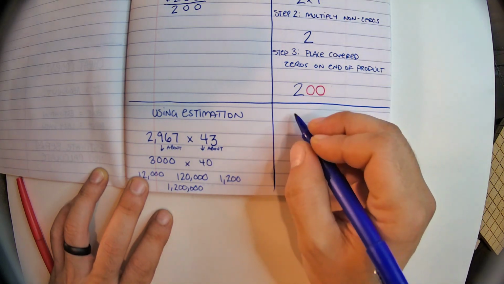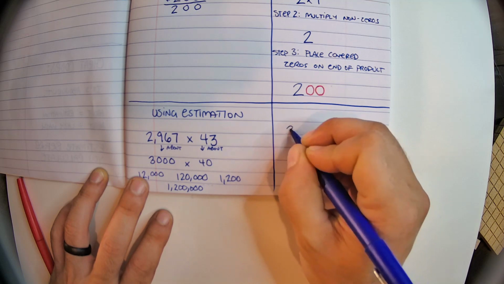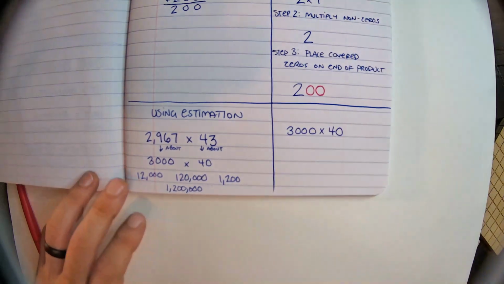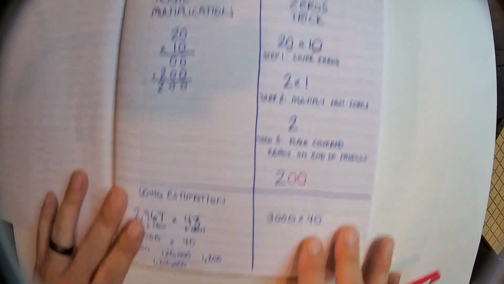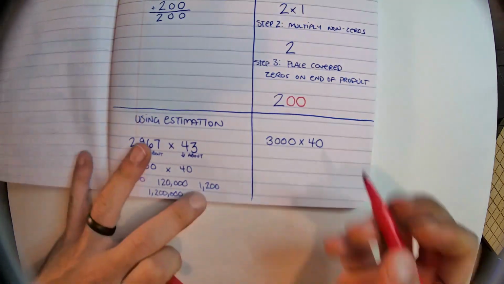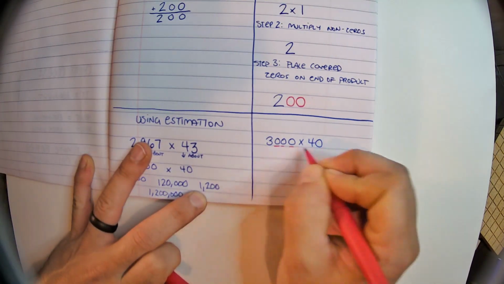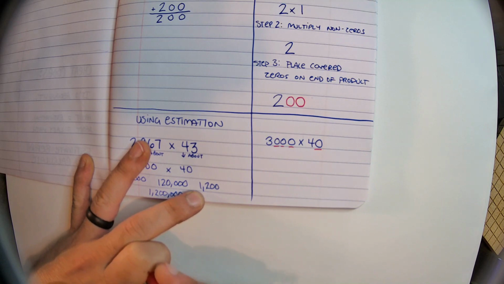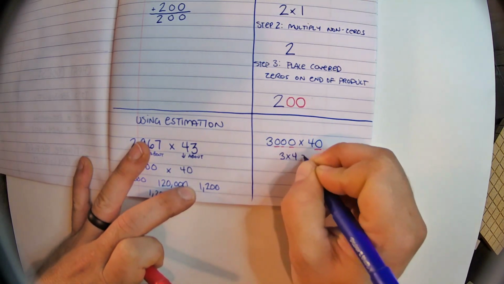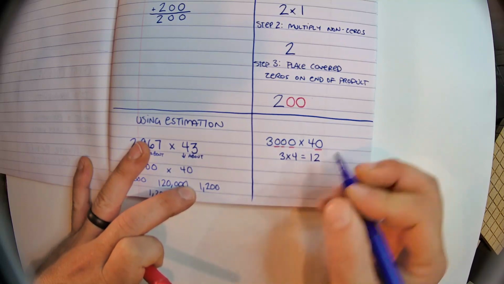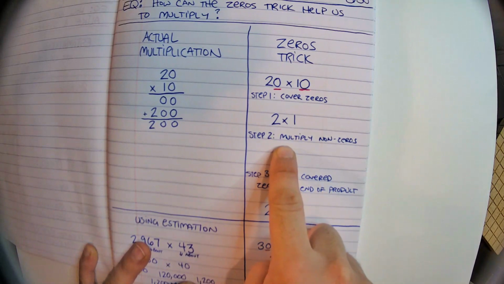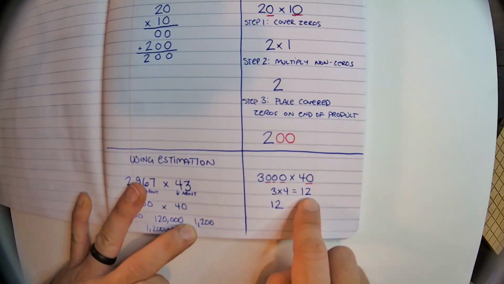If we want to use the zeros trick, we can go ahead and do that problem by following our rules. Step 1, we're going to cover the zeros. So I'm just going to underline them in red, but we're going to pretend like we're not even seeing them. So that leaves us with 3 times 4. And 3 times 4 is 12. So that gives us a product of 12. So we multiplied the non-zeros. 3 times 4 equals 12.